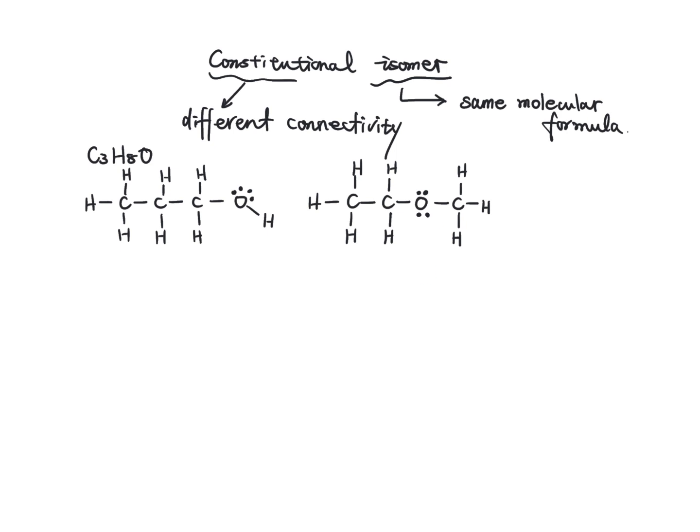If we simplify them, the first one as a skeletal structure will look like this. At this moment, we'll put the lone pair on there, and the second will look like this. So they are different molecules. They are constitutional isomers.